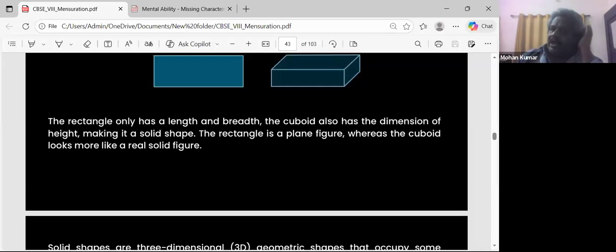The rectangle has only length and breadth. The cuboid also has the dimension of height. That is why it is a solid shape. The rectangle is a plane figure, whereas the cuboid looks more like a real solid figure.